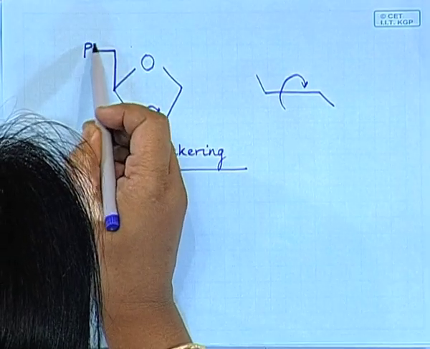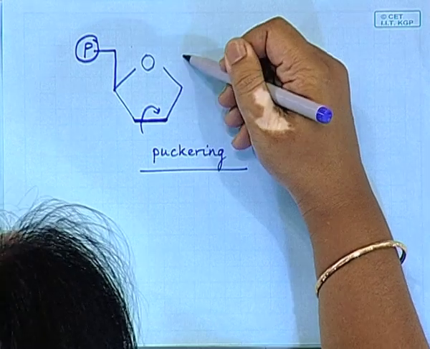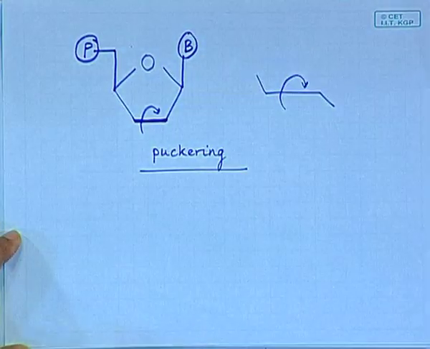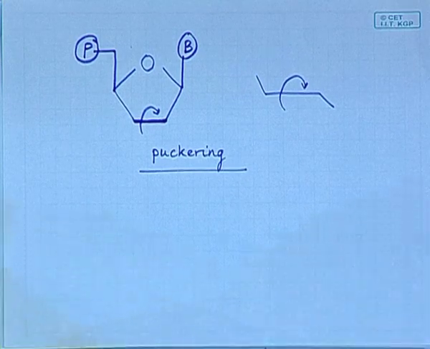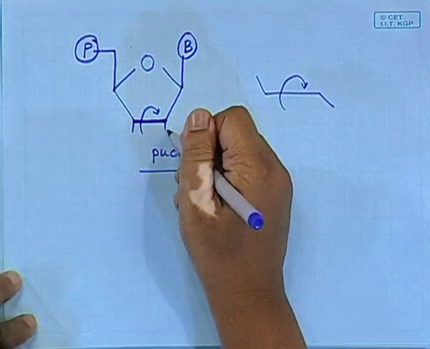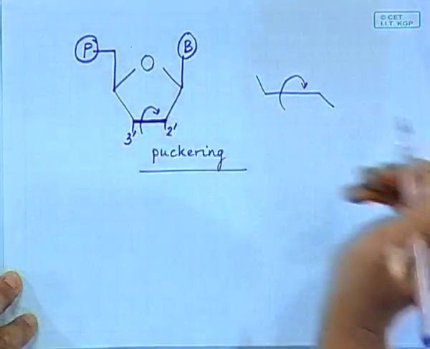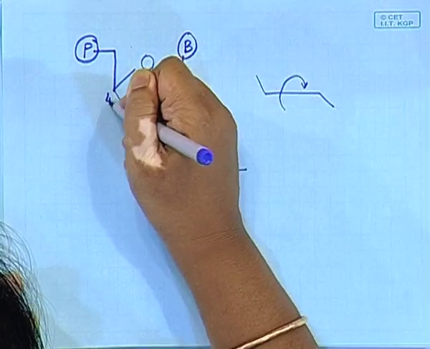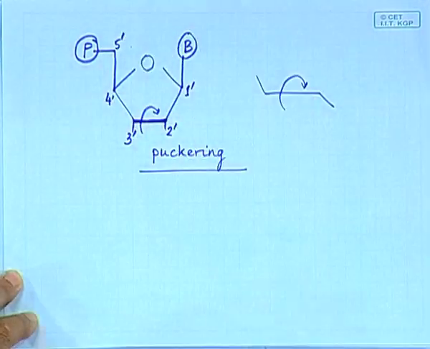This is attached to the phosphate, and where is this attached? This is attached to the base. And this is our 2 prime, this is our 3 prime, this is our 2 prime and this is our 3 prime position, fine. This is our 1 prime, this is our 4 prime and this is our 5 prime.